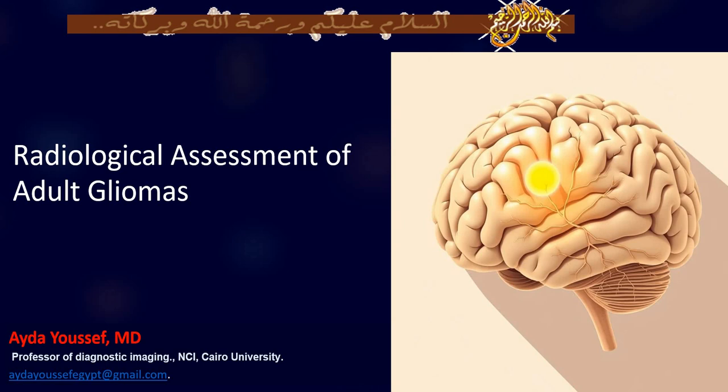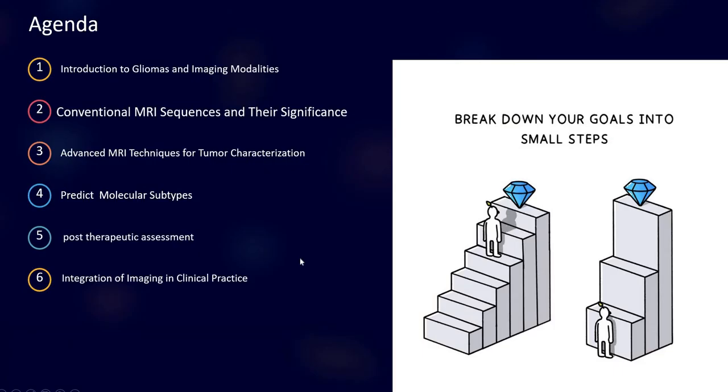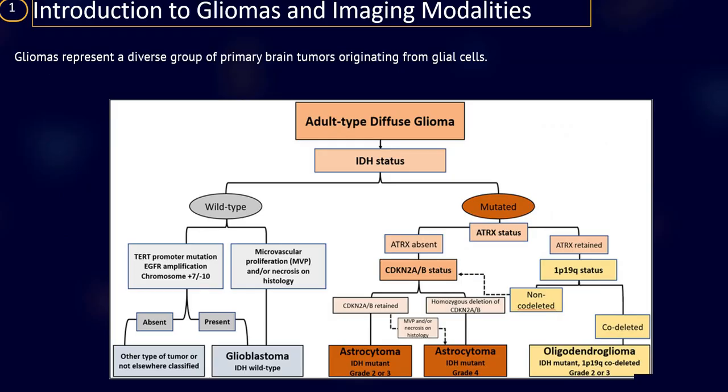Bismillah ar-Rahman ar-Rahim. Radiological assessment of an adult glioma. We will discuss introduction to glioma, conventional sequences, advanced MR techniques, can we predict the molecular subtype, post-therapeutic assessment, and lastly, integration of the imaging into clinical practice.